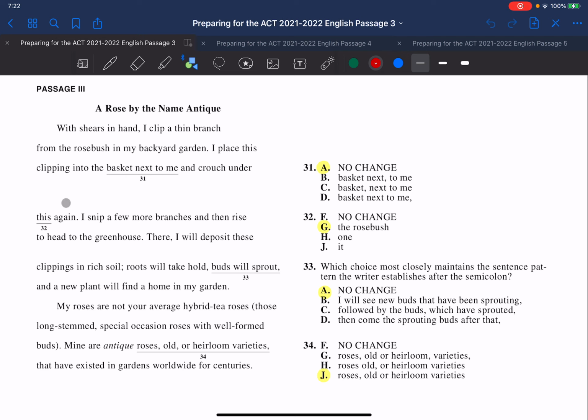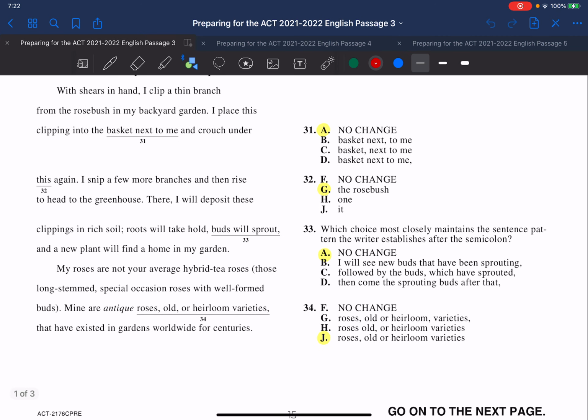32, it says, and I crouch under this again. Now, what is it that we're crouching underneath? The rose bush. But the thing is, we've already used the word "this" in the sentence. And the word "this" right here is referring to a thin branch. And so if we use the same word, we're thinking we're talking about the branch again. Well, we're not. So we can't use that same word to refer to something different.